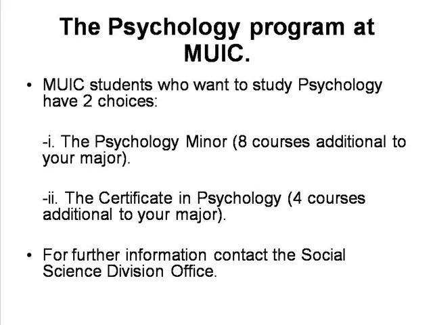Remember, the Psychology Minor requires you to study a total of 8 higher-level specialist courses on psychology in addition to your subject major. If the minor sounds like too much extra work, then you can take a 4-course certificate program in psychology instead, or just take some of our psychology courses as free electives.